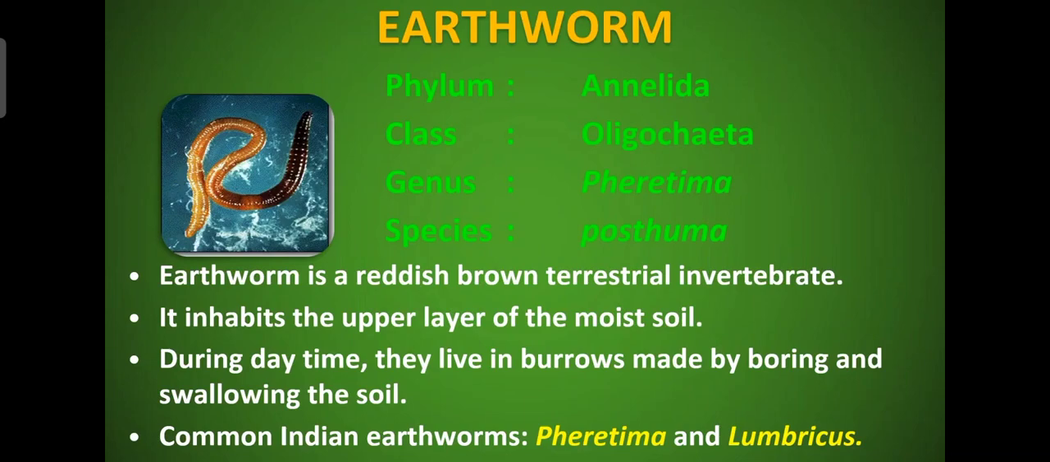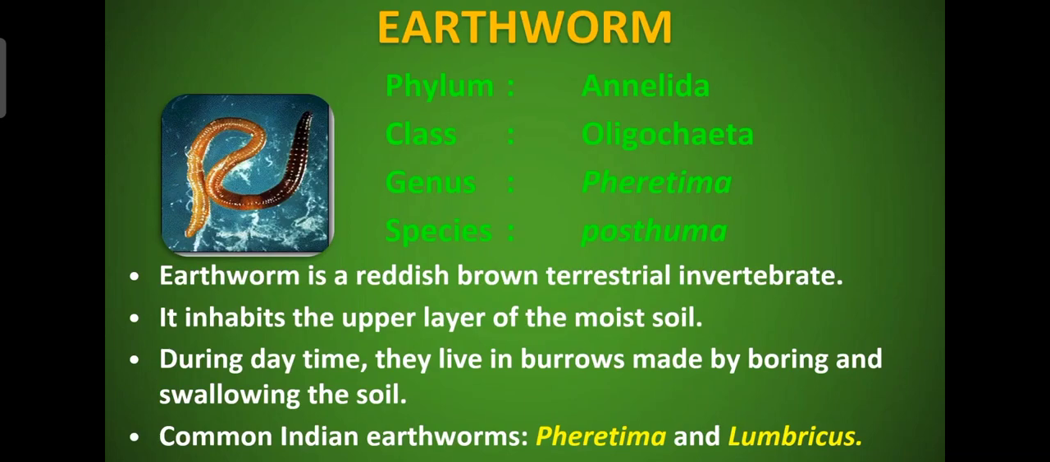Earthworm, you must have observed. Earthworm is commonly called farmer's friend, शेतकऱ्याचा मित्र. Clear? So earthworm is a reddish brown terrestrial invertebrate. If you see the color, reddish brown, it inhabits, means it lives in the upper layer of the moist soil. Always it is present in the moist soil, that too on the upper layer. During daytime, they live in burrows made by boring and swallowing the soil. During the daytime, they will be deep inside the soil, and during the night time, they will be on the upper layer of the soil.